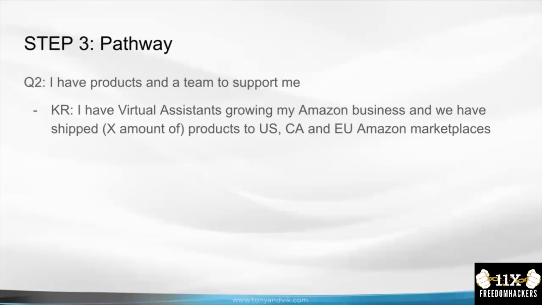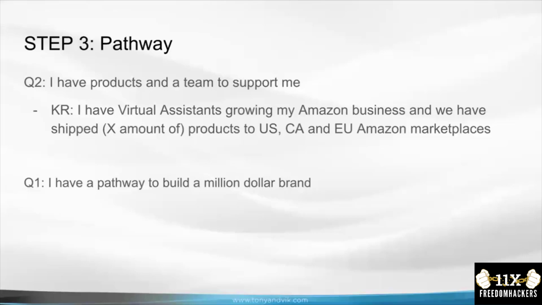Okay, cool. So how do you know when this is true? A key result could be: I have virtual assistants growing the business and have shipped X amount of products to these marketplaces, so that it's measurable and specific. Another 90 days back, okay, I have a pathway to build a $1 million brand, meaning that at the end of March, I know the specific things that I need to have in place for the rest of the year.